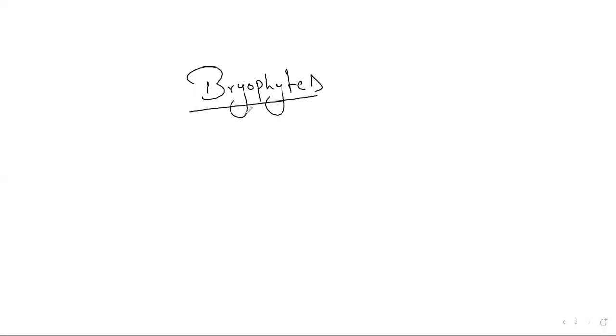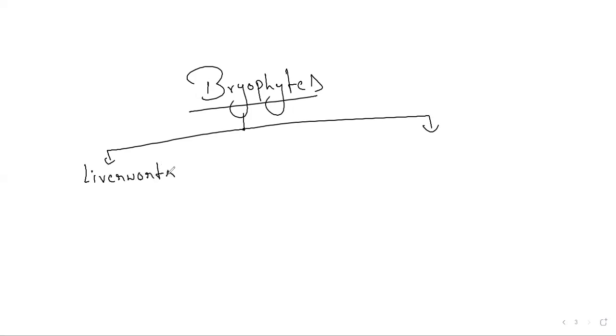So bryophytes are of two types. Liverworts and mosses. So here we have Marchantia and Sphagnum. So this we otherwise call as peat moss.